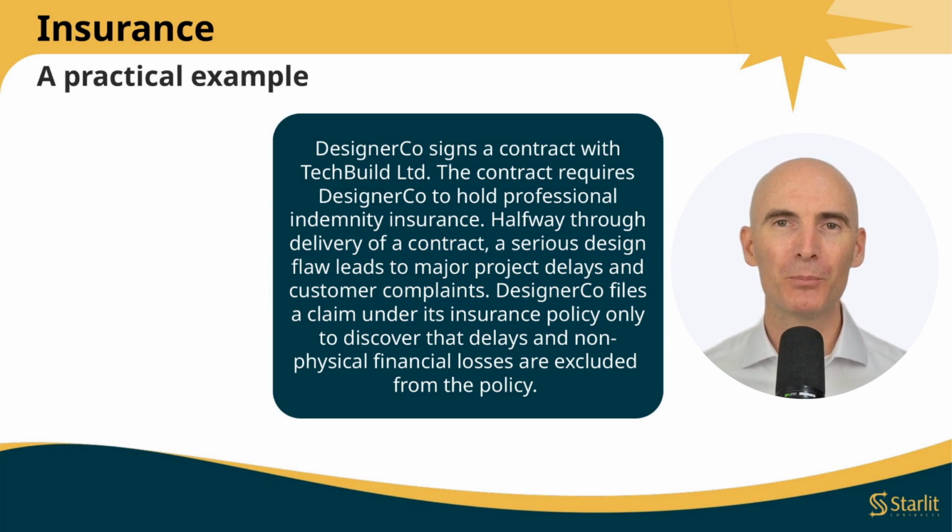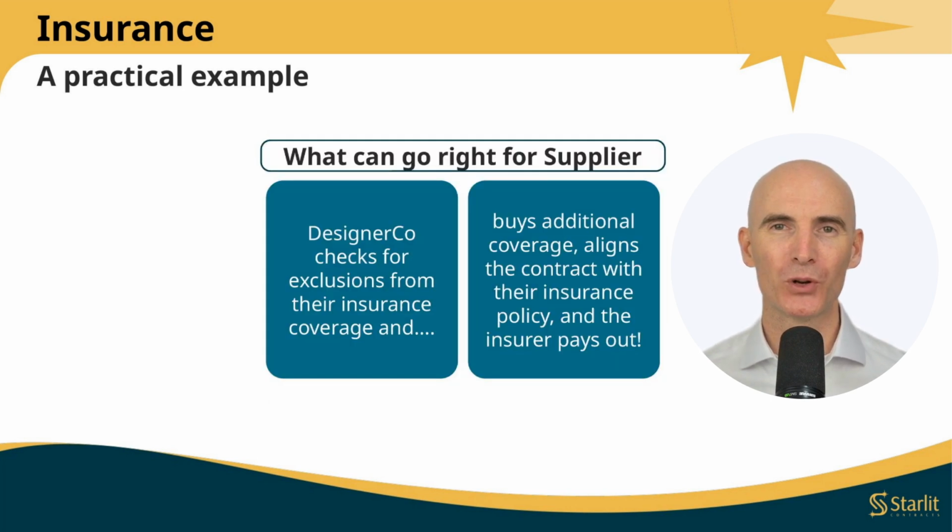Let's bring this to life with a practical example. Imagine that a company signs a contract with Tech Build Limited. The contract requires it to hold professional indemnity insurance. Halfway through delivery of the contract, a serious design flaw leads to major project delays and customer complaints. It files a claim under its insurance policy, only to discover that delays and non-physical financial losses are excluded from the policy. What could have gone right in this scenario?